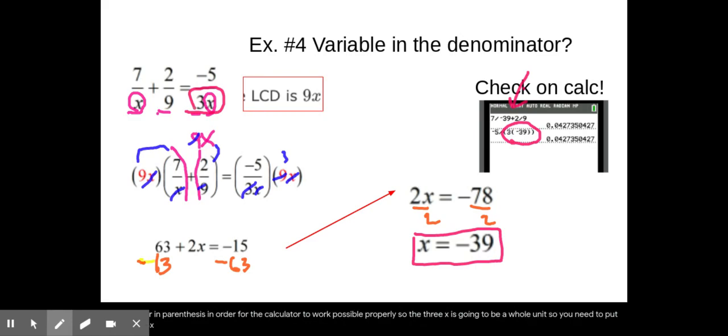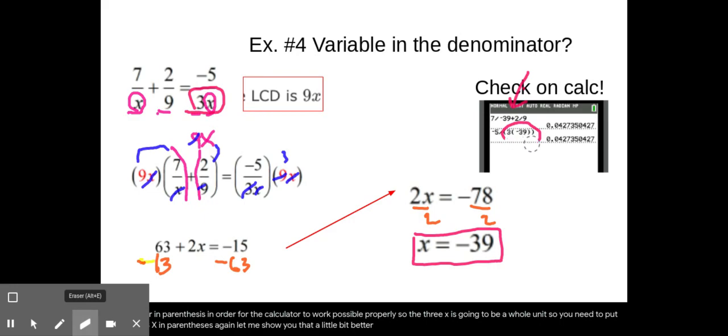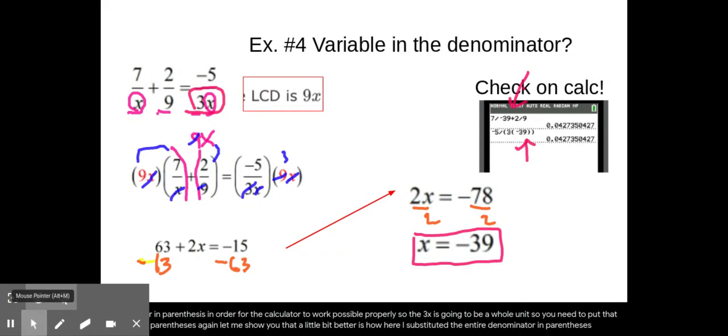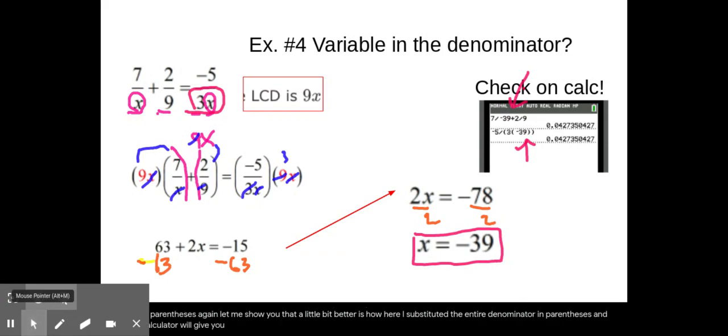Again, let me show you that a little bit better. Notice how here I substituted the entire denominator in parentheses. And then your calculator will give you matching values.